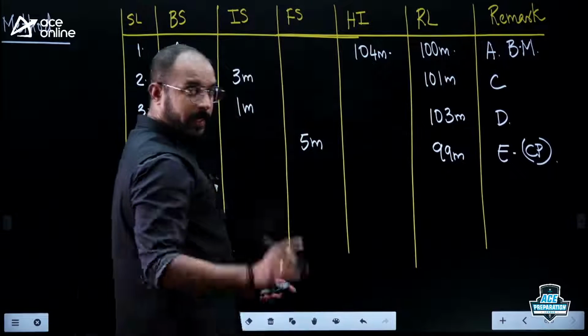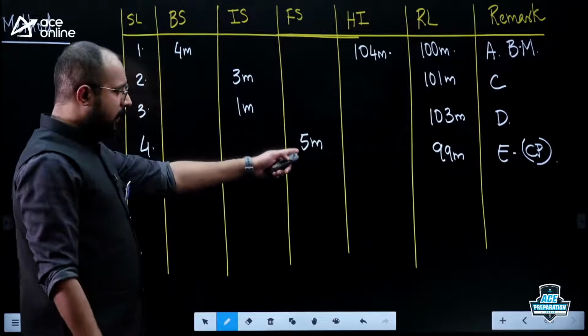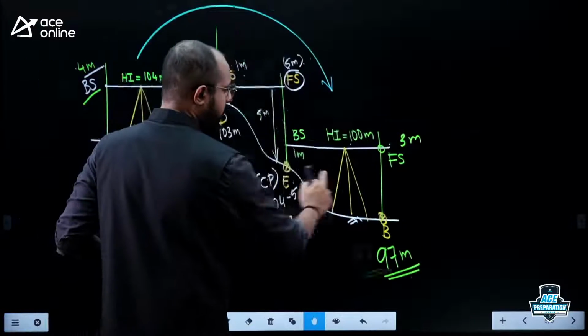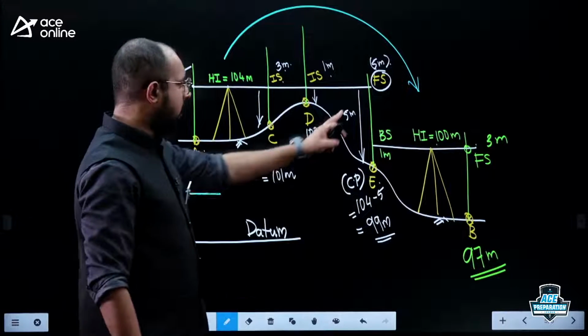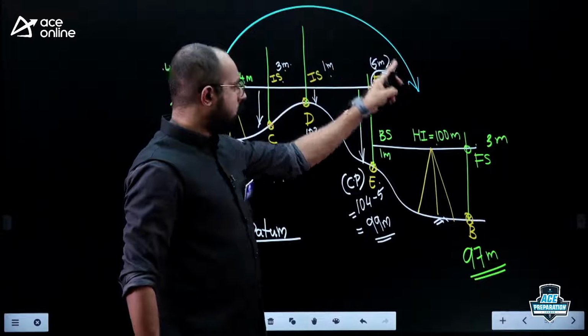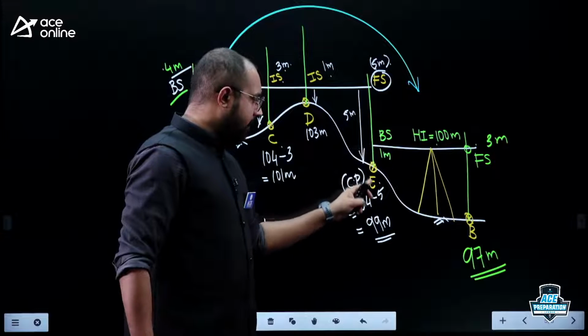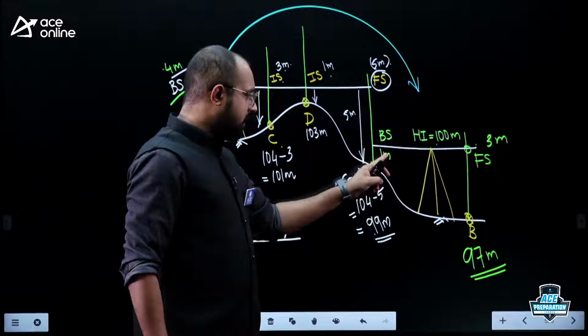Now pay attention. After this reading, what happened? After this particular fifth reading here, we have shifted the instrument. We have kept the instrument here, did the temporary adjustment, and get a new staff reading upon a point of known elevation. What is the staff reading here?